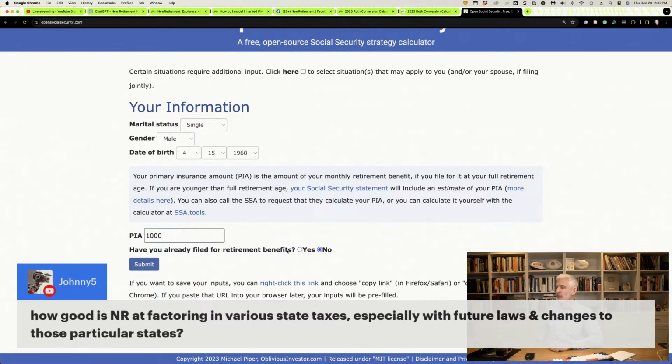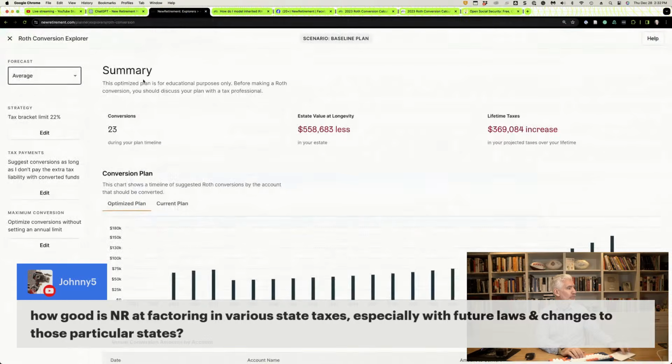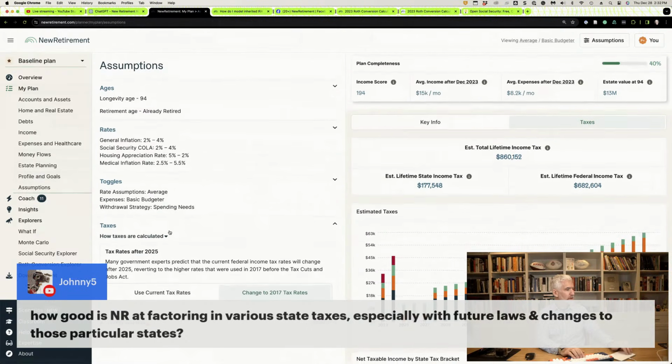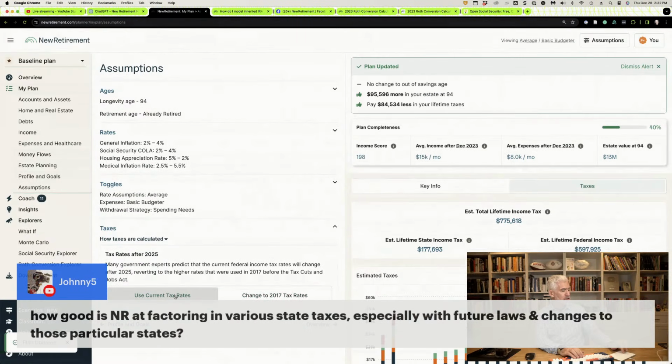So Johnny wants to know how good New Retirement is in factoring various state taxes, especially with changes. It's good. It's not perfect. To my knowledge, it doesn't factor in any planned changes for state taxes. For federal, it does, right? We can go to My Plan, Assumptions, Taxes, and select, do we stick with the current rates, or do we assume that we're going to roll back to the 2017 rates in 2026? I always keep it here because I can't imagine we're not going to go back. And if we do, it's just a positive, at least in terms of financial planning, money in the bank, I suppose.